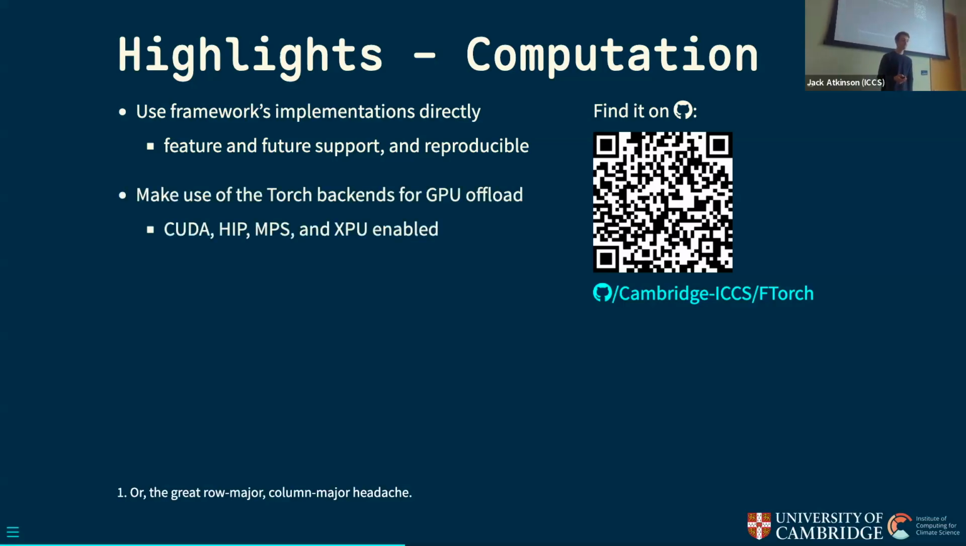We provide a few different backends for offloading to GPUs. CUDA is the one we've supported for the longest, but in the last year or so, we've added support for HIP, or AMD. MPS, which I think is one of two different GPU-related things with similar names, is the kind of GPU you'd find in a MacBook. So if you want to run FTorch on your MacBook's GPU, you can do that. And XPU is Intel.